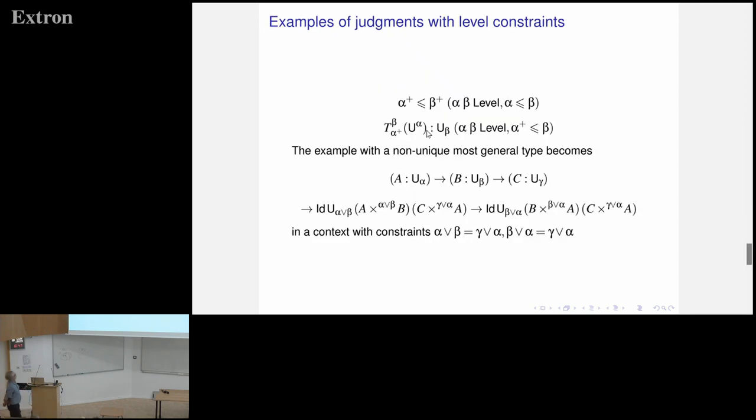So here are some more examples of things that you can write in this type theory with level constraints. Just a simple fact that if alpha is less than or equal to beta, then alpha plus is less than or equal to beta plus is now a valid judgment. Or the fact that you can raise U alpha to the universe U beta by the cumulativity operation T alpha plus beta, and this is valid provided alpha plus is less than or equal to beta. And it also shows how we can use the example on the previous page as a single type now, but in a context with those constraints.